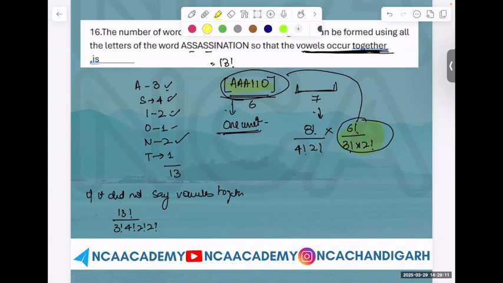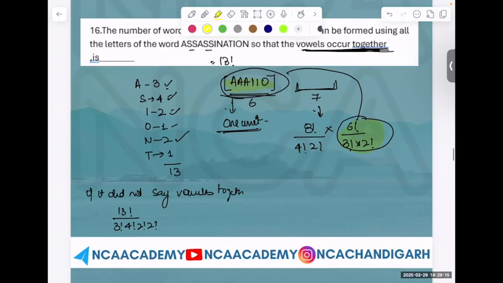It depends on the question. You have to, don't mix it up. Everybody clear with this or not?